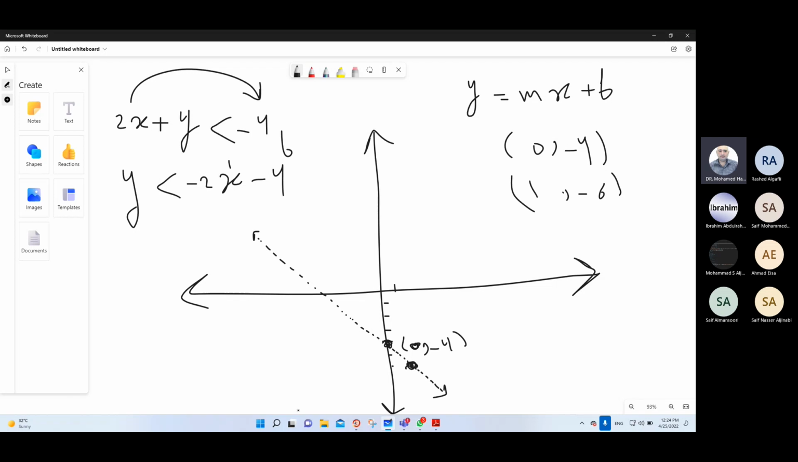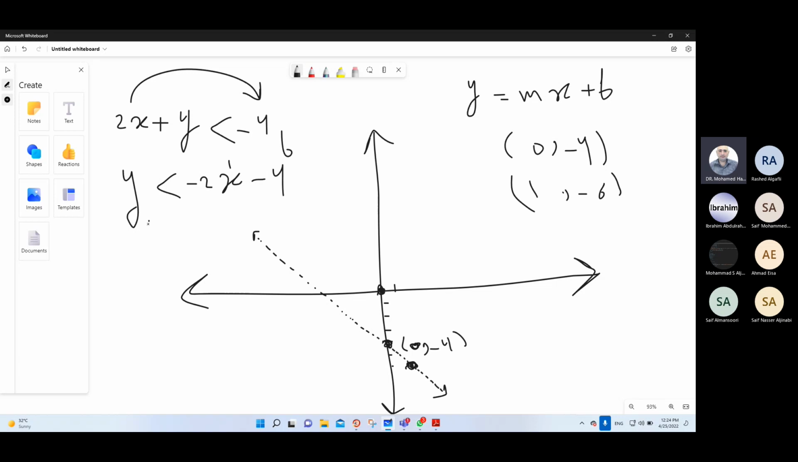We want to represent the area of the solution. Is it the area down the line or up the line? Here we can do a test. We can choose any point from up, like 0, 0. Go back to the inequality and do the test here.